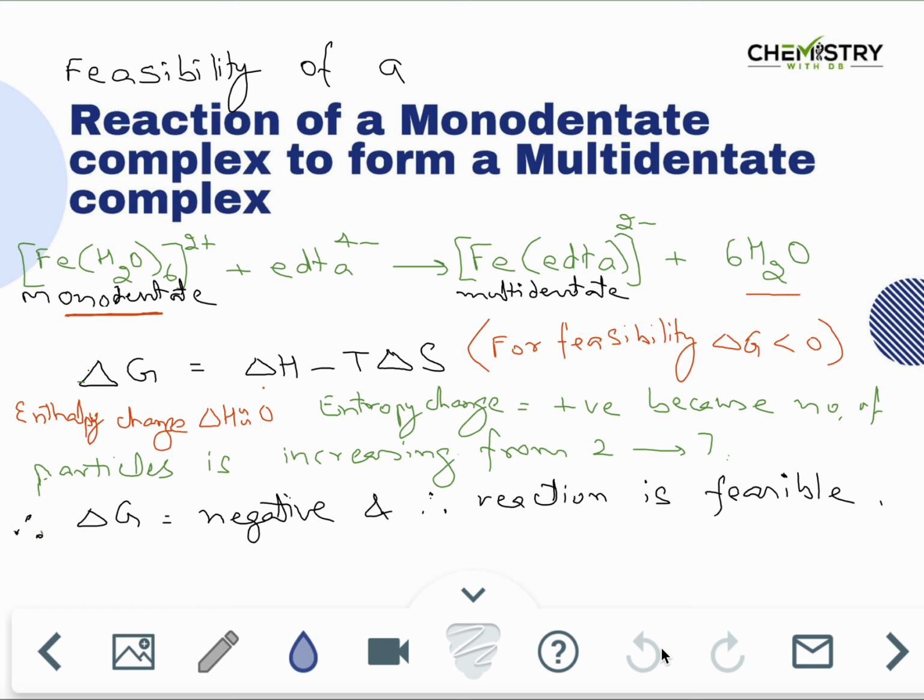Entropy change delta S on the other hand is positive. Why? Because that depends on the number of particles in a particular reaction. Here we can see that 2 reactant particles are giving us 7 product particles. So as a result of this, number of particles increasing means greater disorder, and therefore delta S is positive. Now delta H is 0 and minus T delta S is a negative figure. As a result, delta G is going to be always negative, and therefore the reaction is going to be feasible.